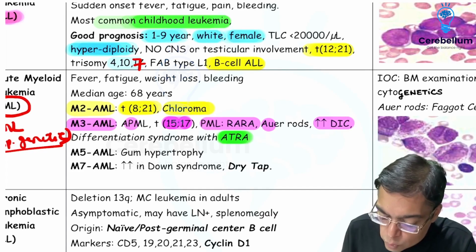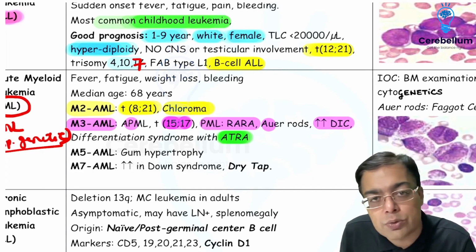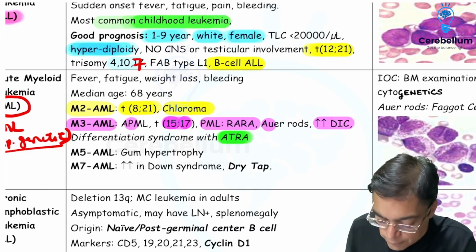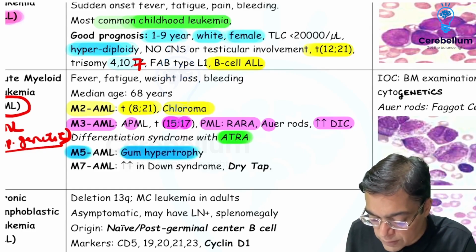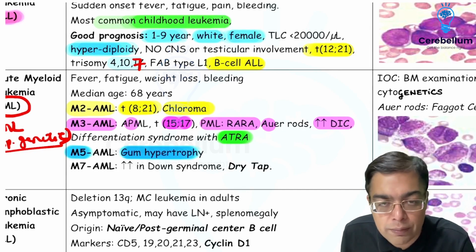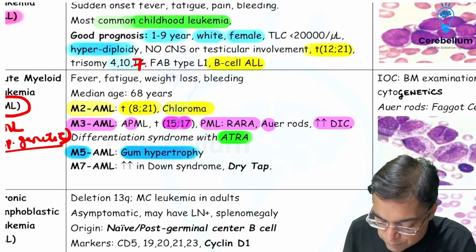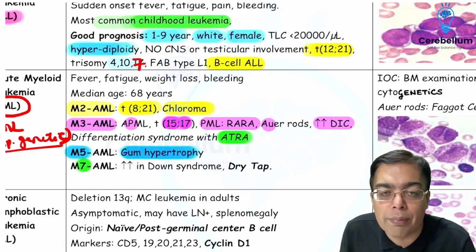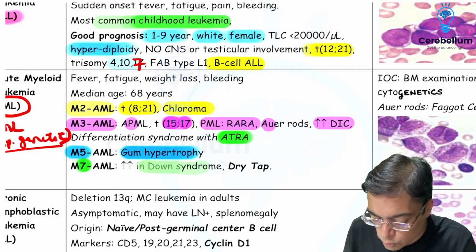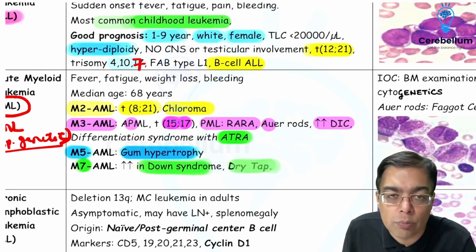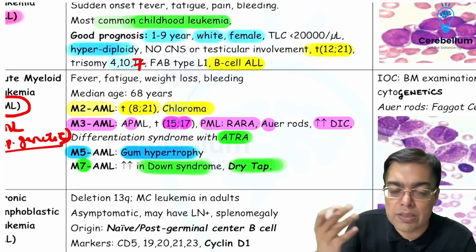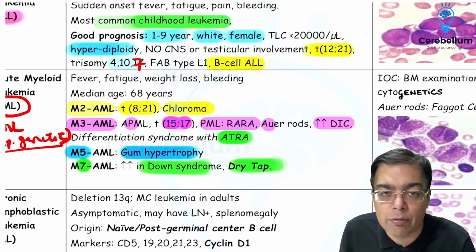As and when we are talking about too many Auer rods being present over here, that is what is going to be associated with the term faggot cells. Whenever we are talking about M5 AML, this is the one which is going to be associated with the presence of increased hyperplasia of the gingiva. So gingival hyperplasia, gum hypertrophy is a feature over here. And whenever we are talking about M7 subtype of AML, this type of AML which is given the name of acute megakaryocytic leukemia is associated more commonly in patients having trisomy 21, that's Down syndrome. And this one is going to be associated with fibrosis of the bone marrow as well. That means it is going to be having a finding on aspiration which is given the name of a dry tap.